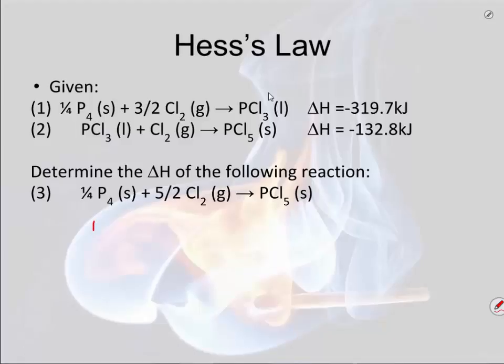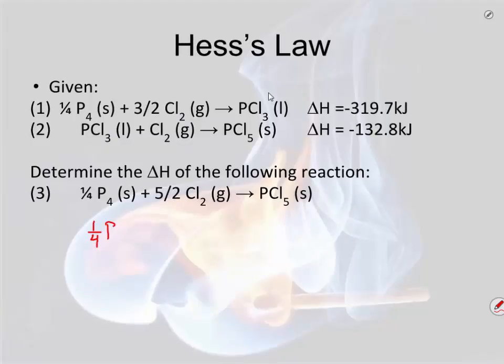So 1/4 of P4 plus 3/2 of Cl2, giving us PCl3. And our delta H stays negative 319.7. Okay, now we look at the other equation, and we notice it doesn't really necessarily change as well. So we want the PCl5 to stay as a product. So I'm going to rewrite that.